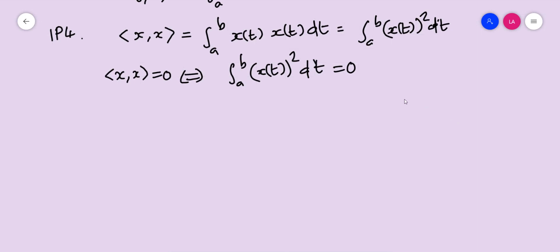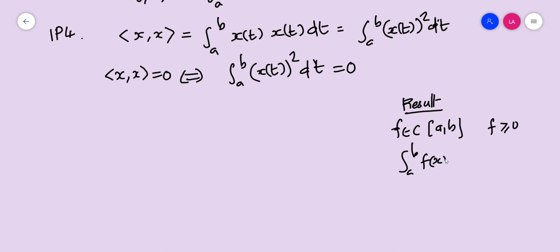Let f be a continuous function. F is continuous on [a,b] and f of x is greater than or equal to 0, which means f is always positive. Then integral a to b f of x dx equal to 0 implies f is equal to 0. We have a result. So here x of t square is always positive. Since x of t is continuous, its square is always continuous.